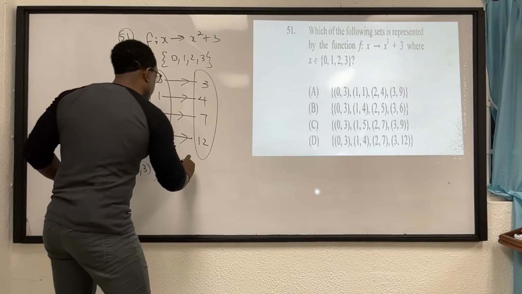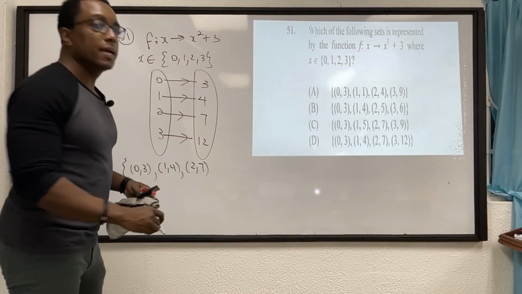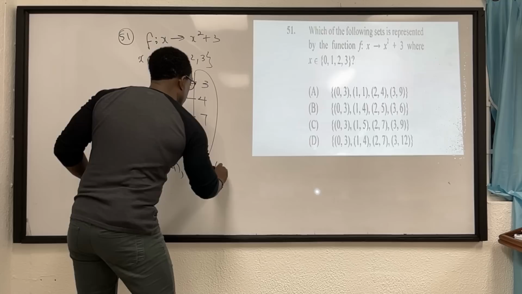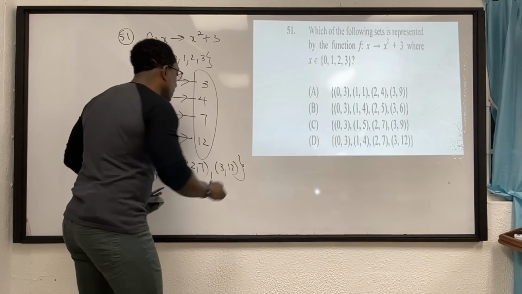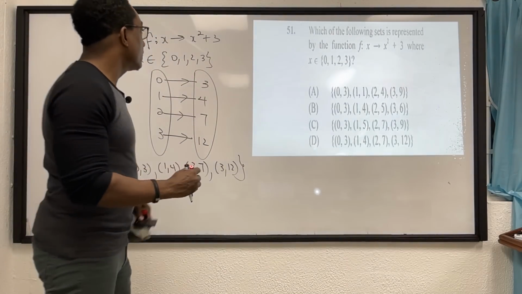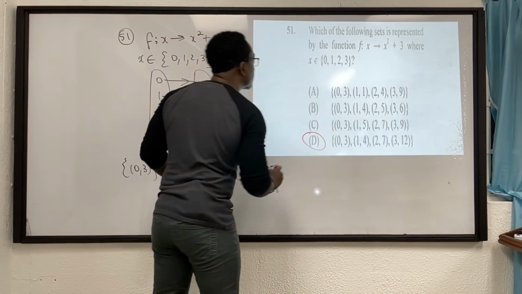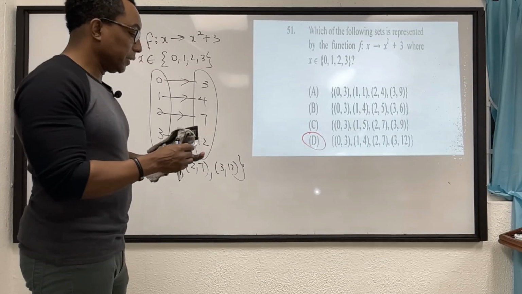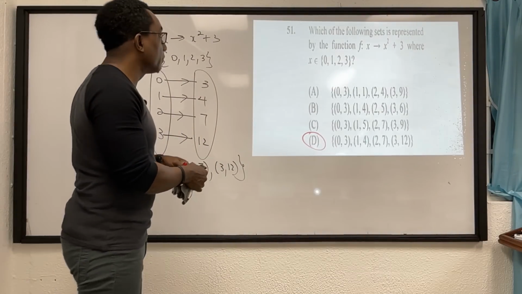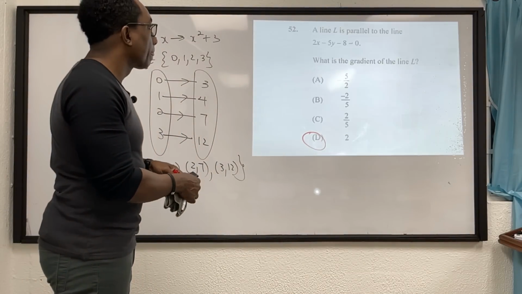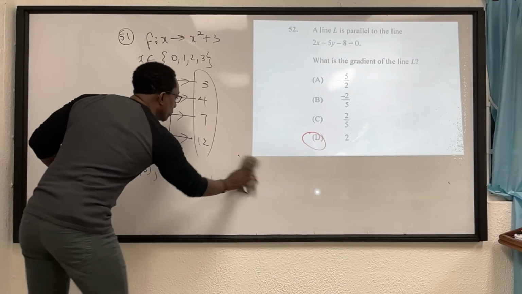We have 2, 7, another ordered pair. And we have 3, 12, another ordered pair. So we have our set of ordered pairs whose answer there is D. Question 52. So let's move on to 52.